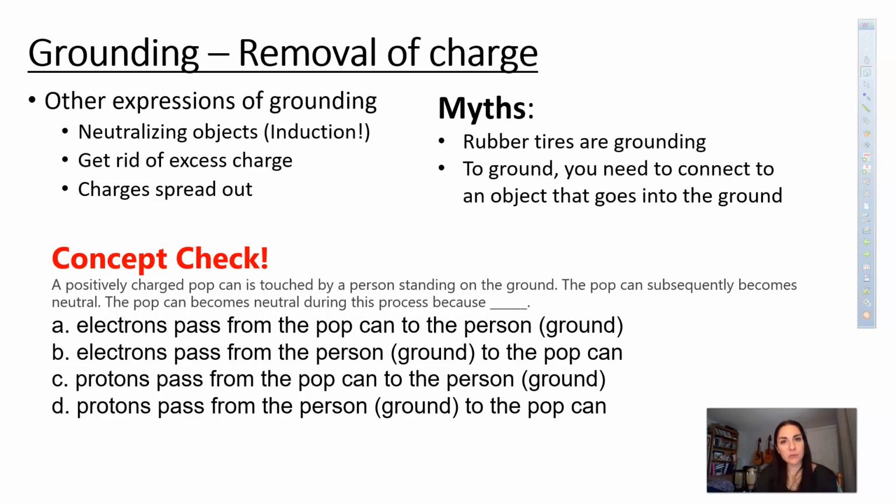And then lastly, let's do our concept check. A positively charged pop can is touched by a person standing on the ground. The pop can subsequently becomes neutral. The pop can becomes neutral because of which of the following? Electrons pass from the pop can to the person, or electrons pass from the person to the pop can. Protons are protons.